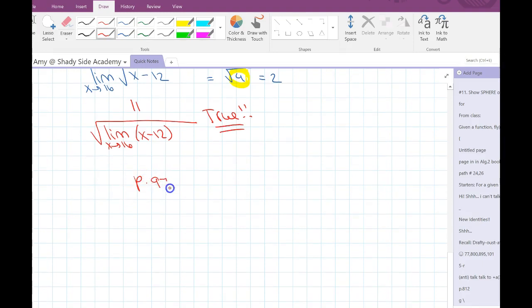Page 97 in your text, number 5. And that's it. But I'm going to be very honest, 5 has parts A through H. Okay? So page 97, number 5, parts A through H.